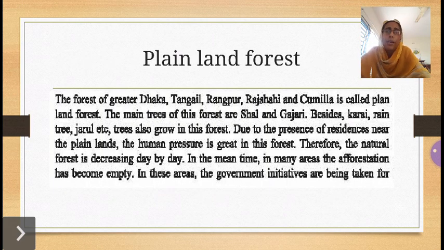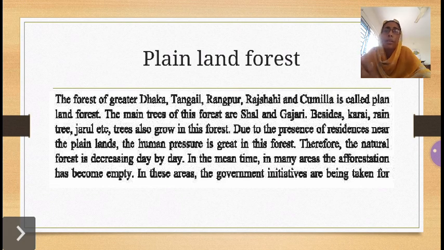This is plain land forest. The forest of Greater Dhaka, Tangail, Rangpur, Rajshahi and Kumilla is called plain land forest. If you consider Dhaka to Kumilla, there is a long distance. Dhaka to Tangail has a very short distance, but Dhaka to Rangpur, Dhaka to Rajshahi and Dhaka to Kumilla have greater distances.